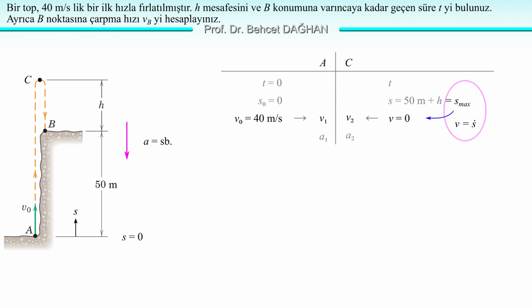The velocity at position A is given. It's vertically upwards at 40 meters per second, v0 equals 40 meters per second. What is the velocity at position C? The velocity at position C is 0. It returns at the position where s is maximum. It doesn't go any further. It goes up and up. Finally, it returns from that point. This means s is maximum. S, the scalar position, has reached its maximum value.